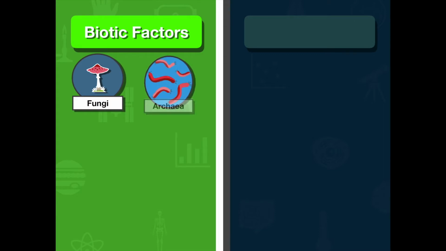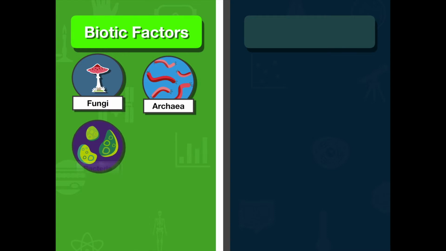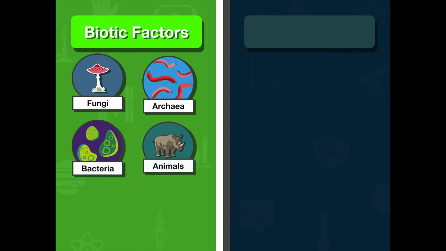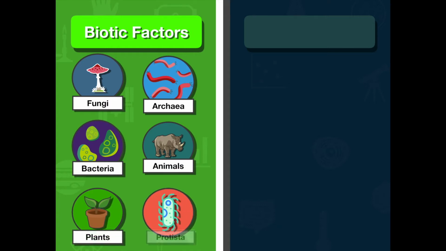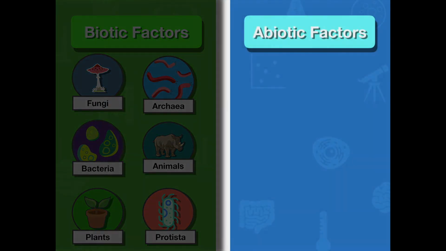Biotic factors are going to consist of fungi, archaea, bacteria. They're going to consist of animals. Maybe they're going to consist of plants, and they're also going to consist of protozoas or protistas. So those biotic factors, remember, they are living, and they all meet the 6 categories that are necessary for organisms to be considered living.